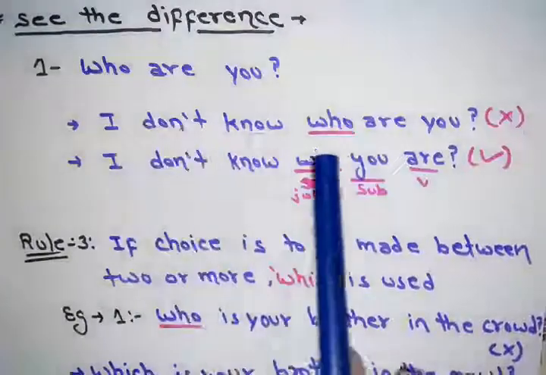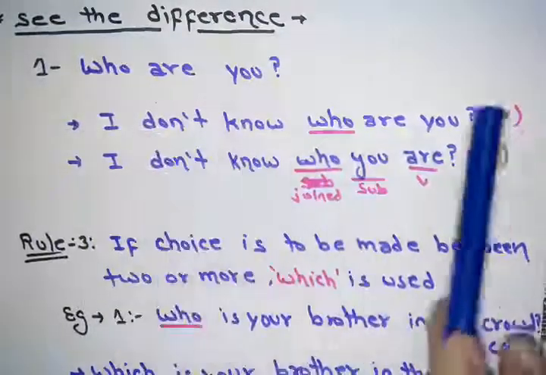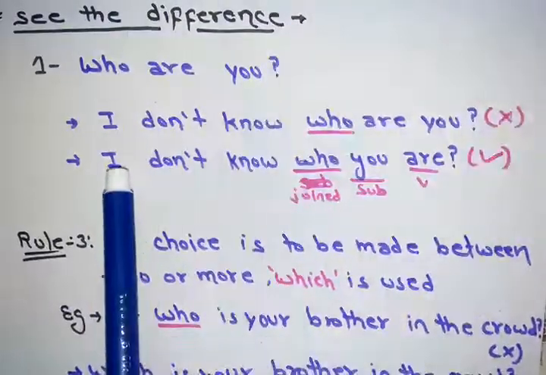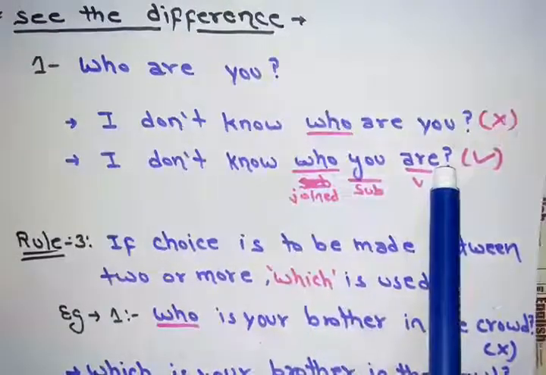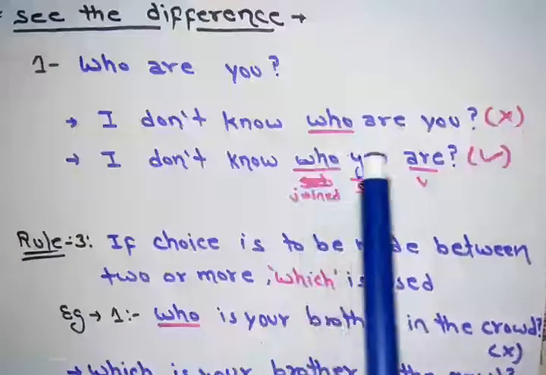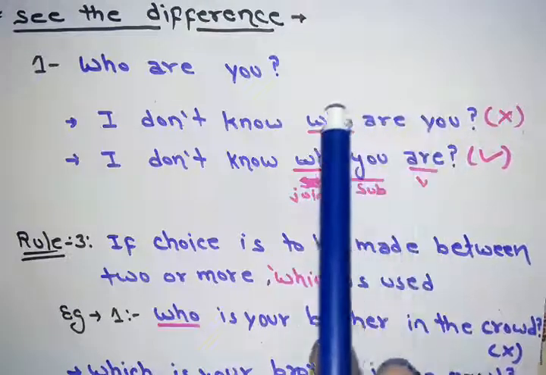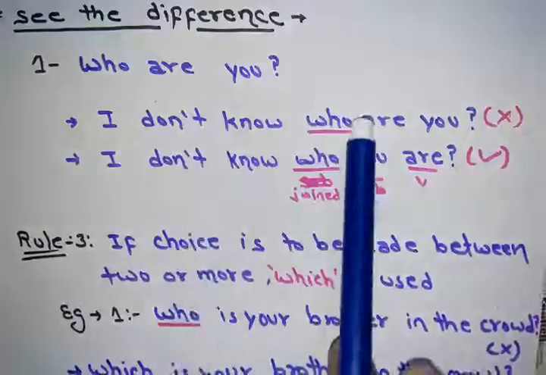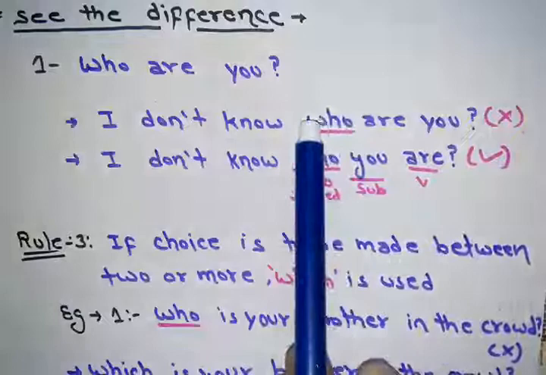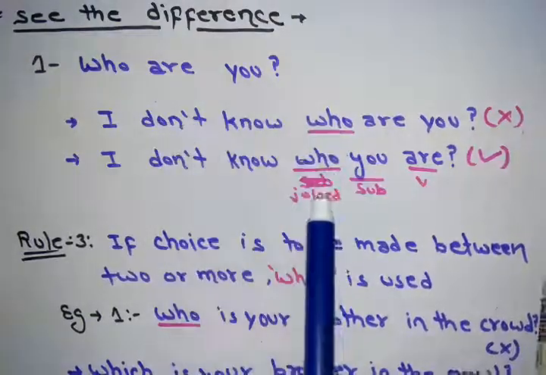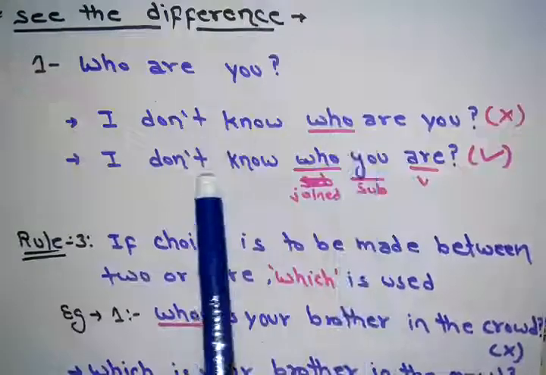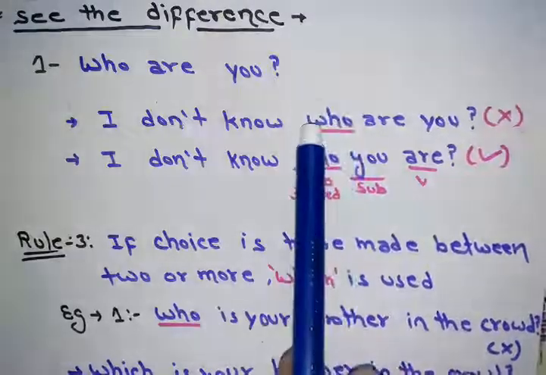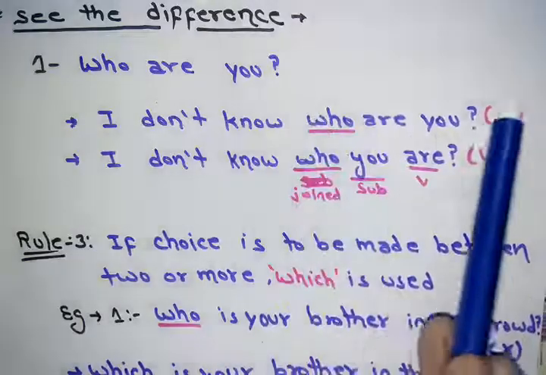Some people always write or say this statement, but it's not correct. Its right format is, I don't know who you are. So always remember, who you are is used, not who are you, in the sentence. Here it is again asking the question, but here who joins the sentences. So who is here a relative pronoun, and who there is like an interrogative pronoun, but it's wrong.